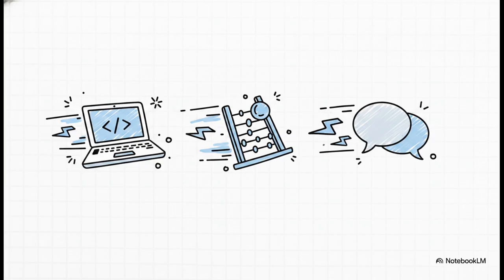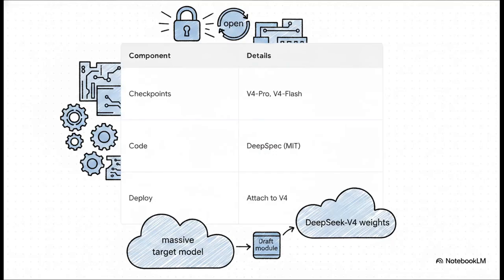Basically, DSpark's confidence head accurately flags those uncertain suffix tokens, pruning them early to dramatically improve real-world speed across the board. Honestly, the absolute best part about all of this is the accessibility. The DeepSeek research team has fully open-sourced the MIT-licensed DeepSpec codebase right along with the DSpark checkpoints. Because this is purely a serving optimization, you do not need to go and retrain your massive target model. You can literally just attach the draft module directly to your existing DeepSeek v4 weights right now.